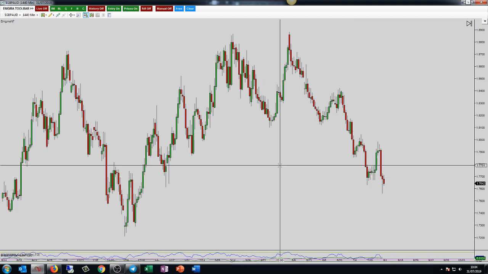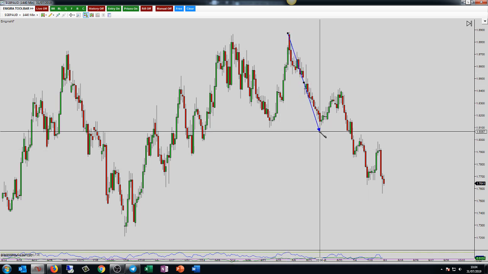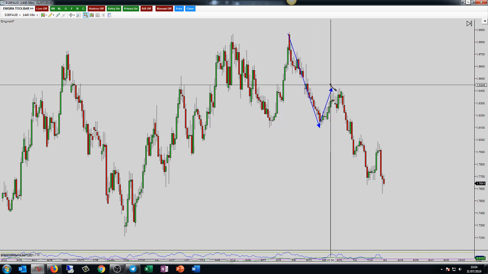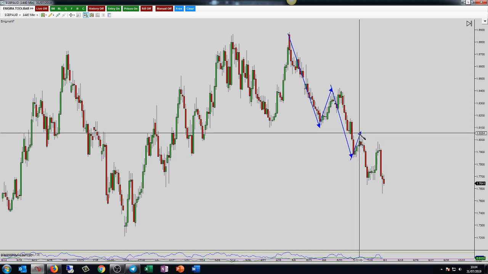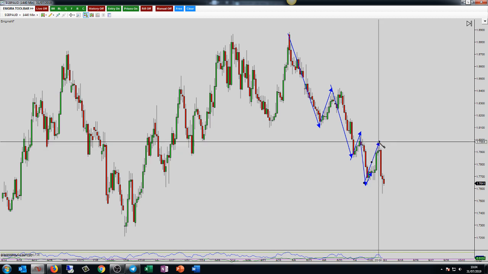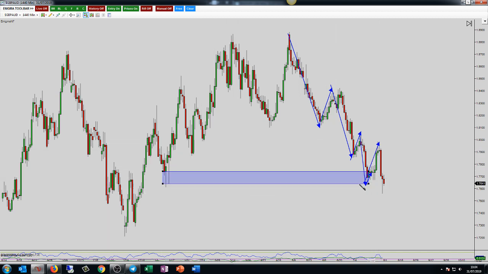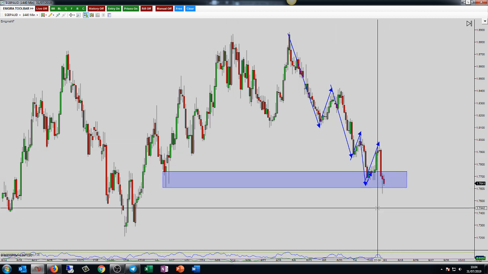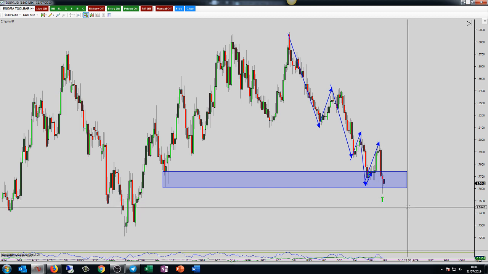On the pound Aussie, on the daily, we had the move lower, the pullback, the move lower, the pullback, the move lower, the pullback. Problem here is that we are within this structure zone, and we have put in a long test candle down to this point.